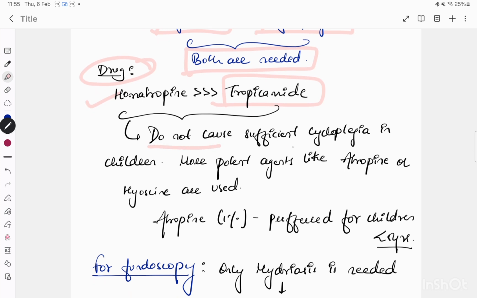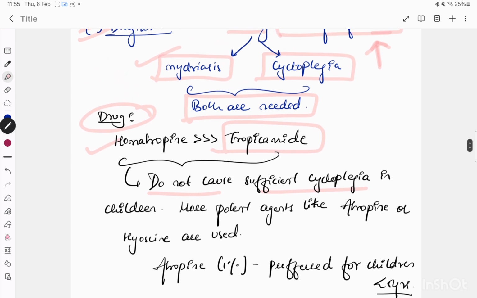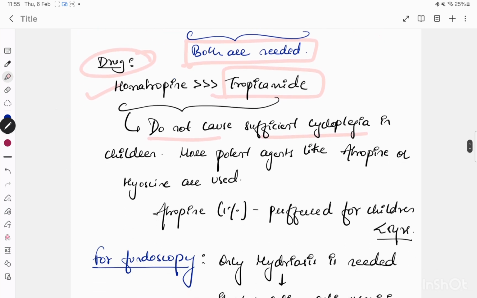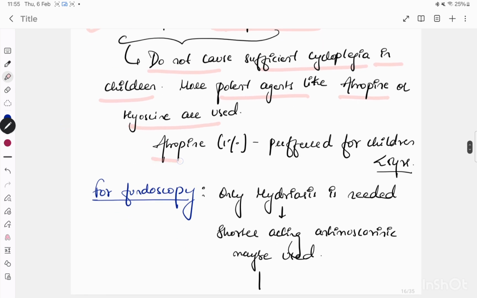Why? Because these drugs do not cause sufficient cycloplegia in children. More potent drugs like atropine or hyoscine are used. Atropine 1% is preferred in children less than 5 years of age.